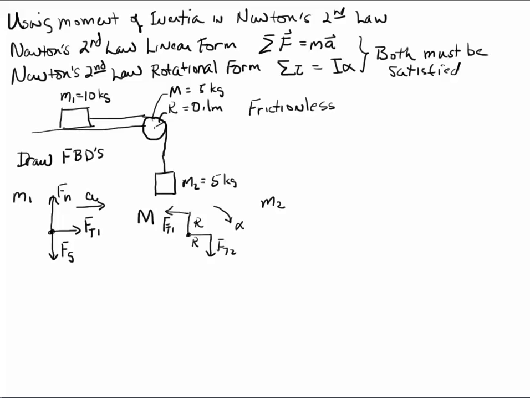Now let's look at mass 2. We have a force of tension 2 in the upward direction, the force of gravity in the downward direction, and an assumed acceleration in the downward direction. As always, we will take the acceleration direction as our positive direction.